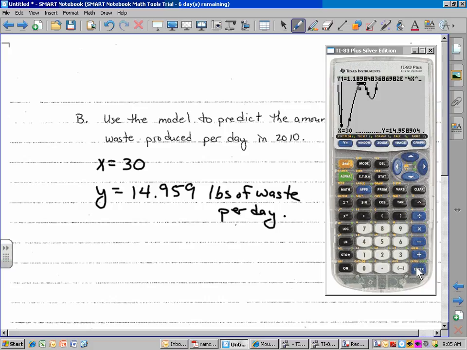That's a lot. I hope it never gets that high. That means we're doing something wrong. You got 15 pounds of waste per person per day. That is a lot of waste. I hope our prediction equation is wrong. Okay, so we made a prediction for 2010.